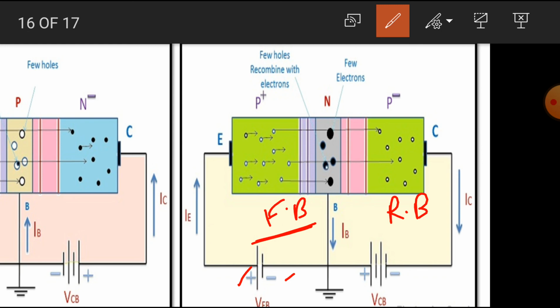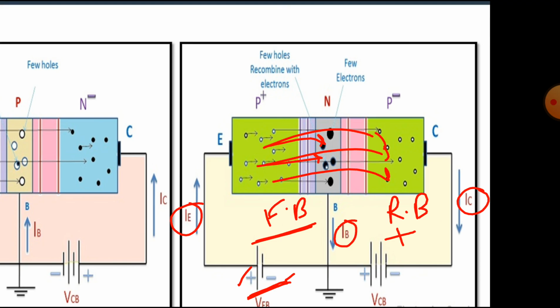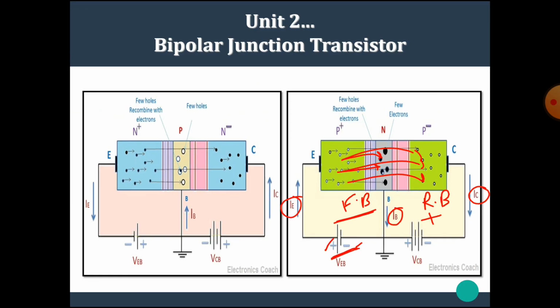What is the operation? The operation is similar to the NPN transistor: when we apply a forward bias, the holes from the p-type enter into the base region. Only a few holes are recombined here to constitute the base current. Remaining holes enter into the collector to constitute the collector current. That means the emitter current is the sum of base current plus collector current. I hope you all understand the working of BJT.